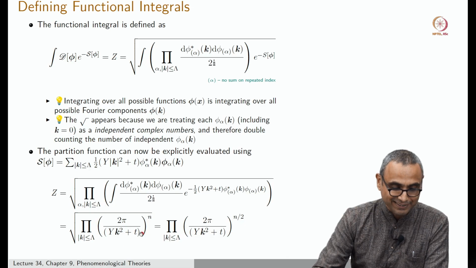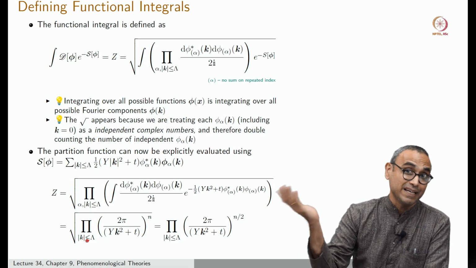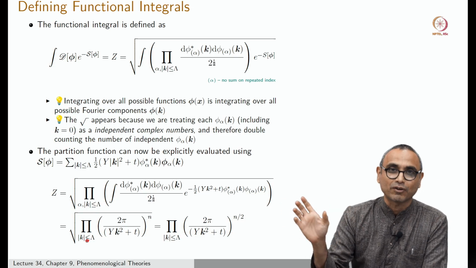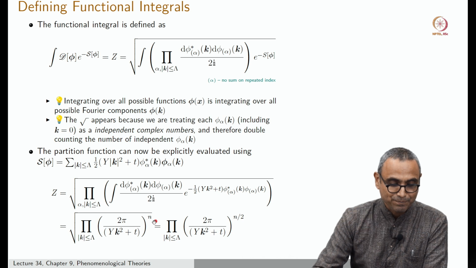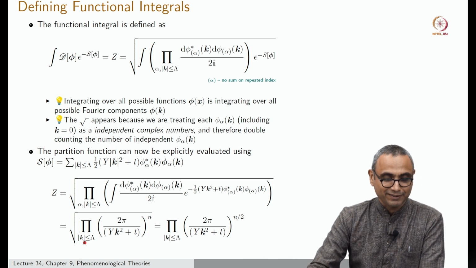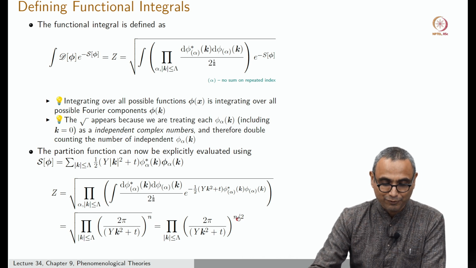So therefore I get this, and I take a product of each one of them. So I'm just taking a product of a large number of quantities like this, right? A product over k and so on. And I have taken the square root, and so if I want to take the square root, I can do this and take n by 2 here.